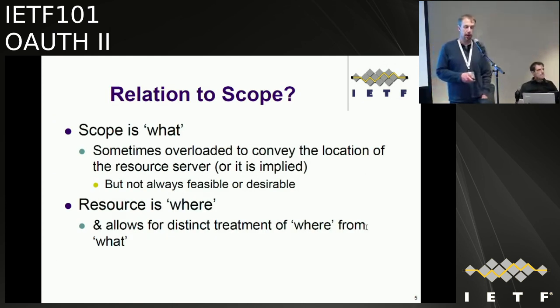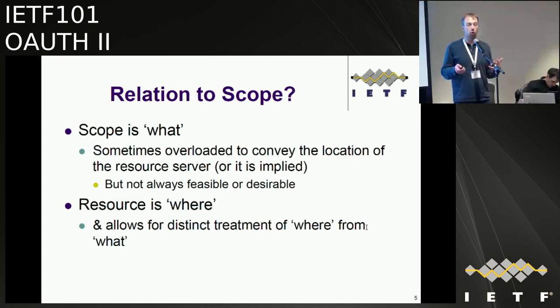A question that came up a lot is how does this relate to scope? I tried to break it down here and say that scope is really about what. What are you trying to do? What kind of access control is being requested? And this, in some deployments, gets overloaded to convey the location of the resource server, or oftentimes the location is implied via some sort of static setup of the components. But this isn't always feasible. There are cases like standard APIs, like OpenID Connect, that define scopes that are purely functional and completely independent of the actual location of things.